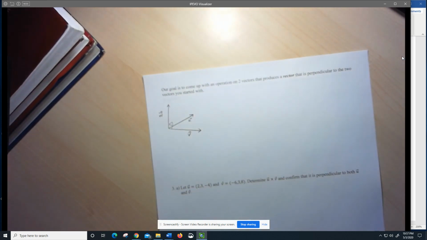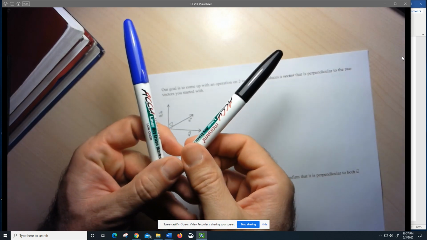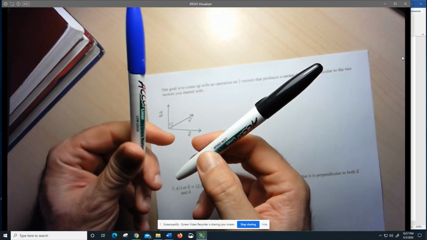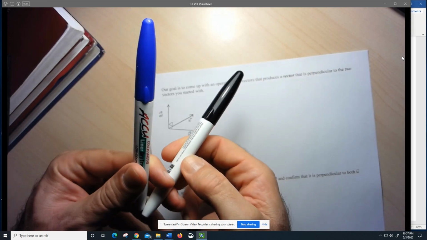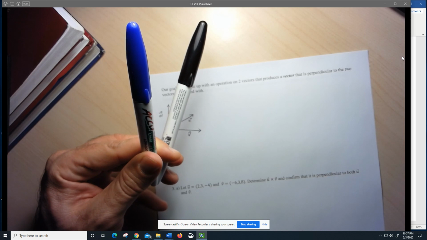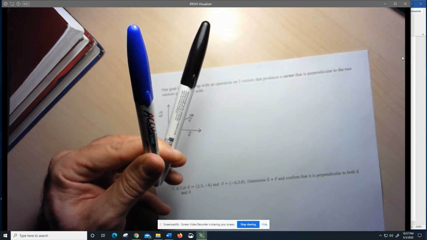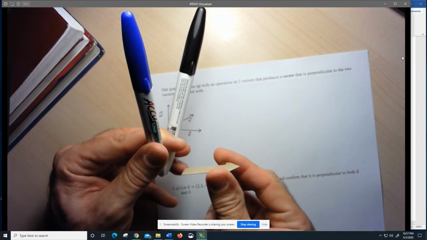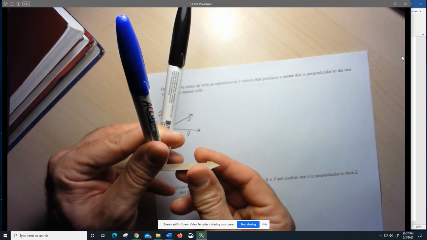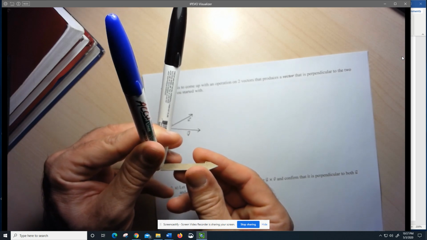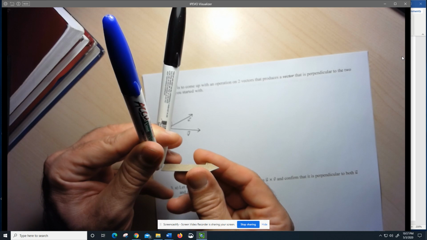Okay, and so let's say I have these two pens representing two vectors. Okay, notice here, placing them tail to tail. And what I'm looking for is some third vector here, which is perpendicular to both of the original vectors. Okay, so perpendicular to both vectors u and v.